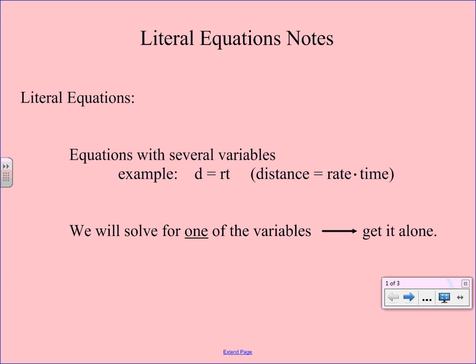So let's say we knew how far you had to go on a trip, and we knew that you were going to drive at, say, 65 miles per hour. We could figure out the time that it took you to get there just by manipulating this equation to solve for t instead. So that's what we're going to work on. We have some examples here.